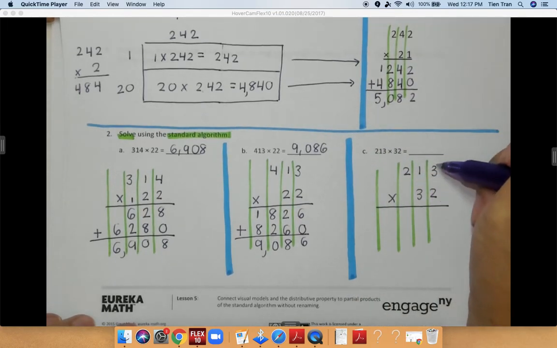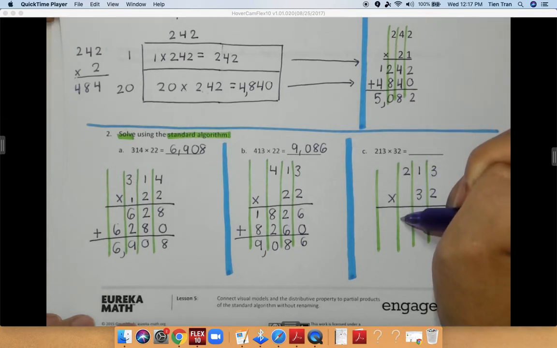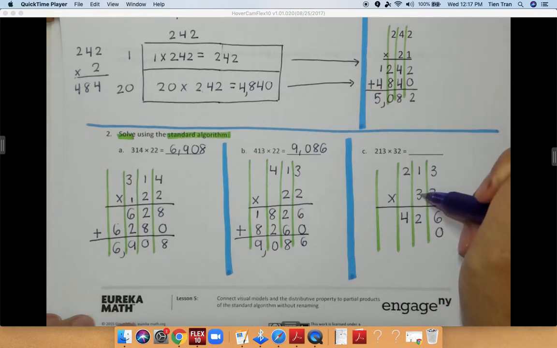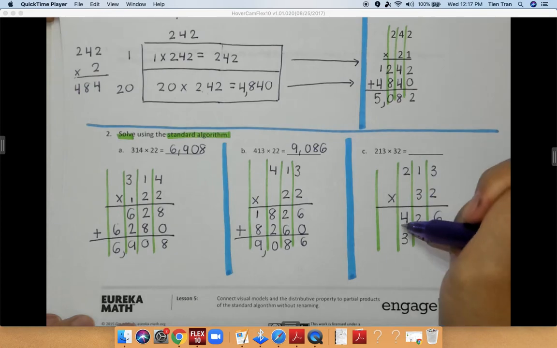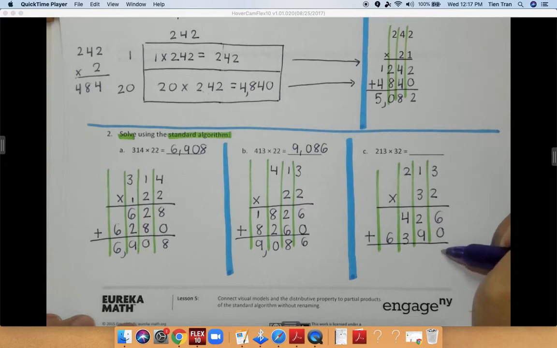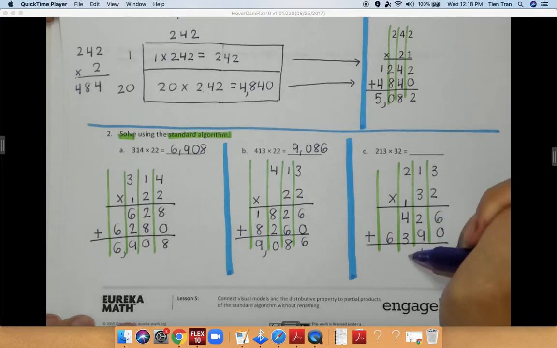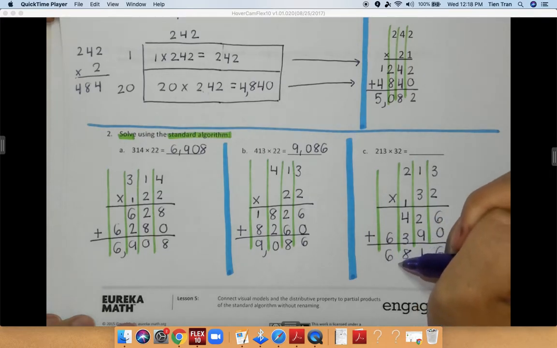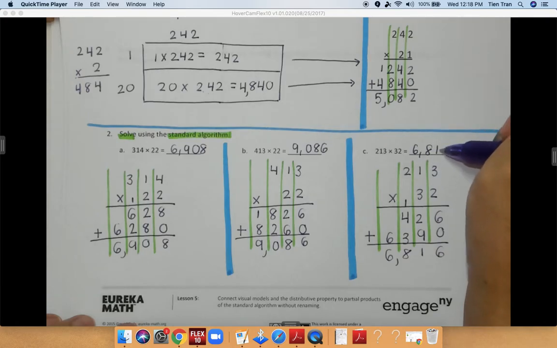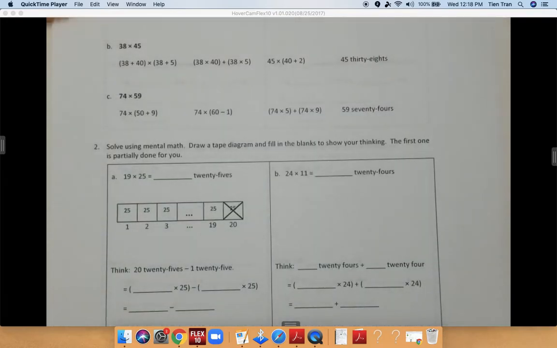Over here, I'm multiplying 2 times 3, which is equal to 6. 2 times 1 is equal to 2. 2 times 2 is equal to 4. Bring down my 0 because I'm multiplying in my tens place. 3 times 3 is equal to 9. 3 times 1 is equal to 3. And 3 times 2 is equal to 6. Now I'm going to add all of my numbers together. 6 plus 0 is equal to 6. 9 plus 2 is equal to 11. 3 plus 4 plus 1 is equal to 8, and bring down my 6. So my final answer is 6,816.